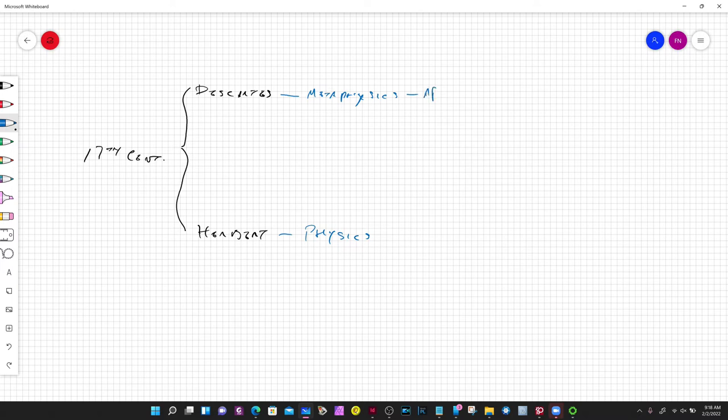The a priori and the a posteriori. Part of the shift which occurs is an idealism and rationalism on the one hand, and various forms of empiricism on the other.